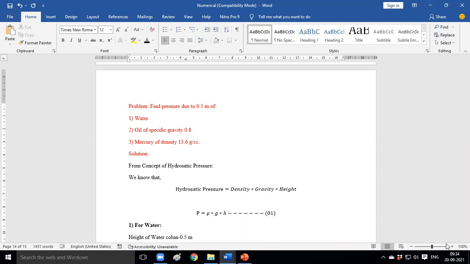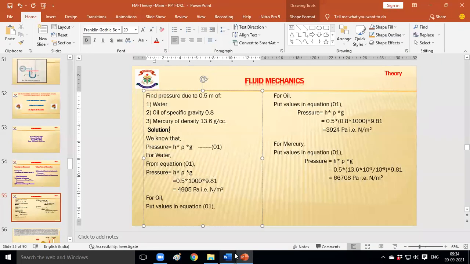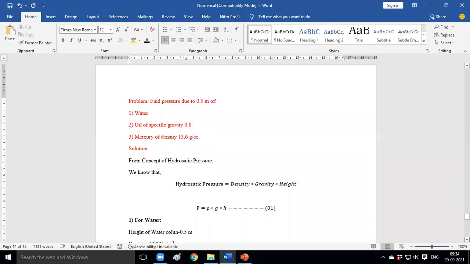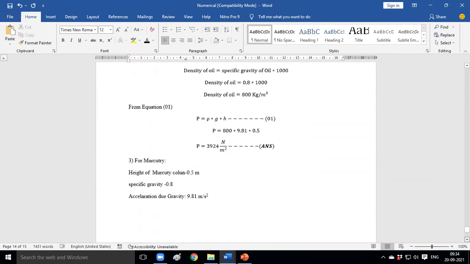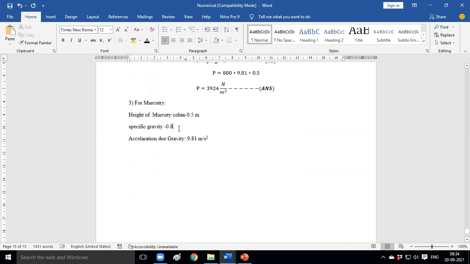Yes, kg per meter cube. That is a density, it is not the specific gravity. And what is the specific gravity of mercury? Can anybody remember it? The specific gravity of mercury is 13.6. And here the specific gravity of mercury is again given as 13.6.